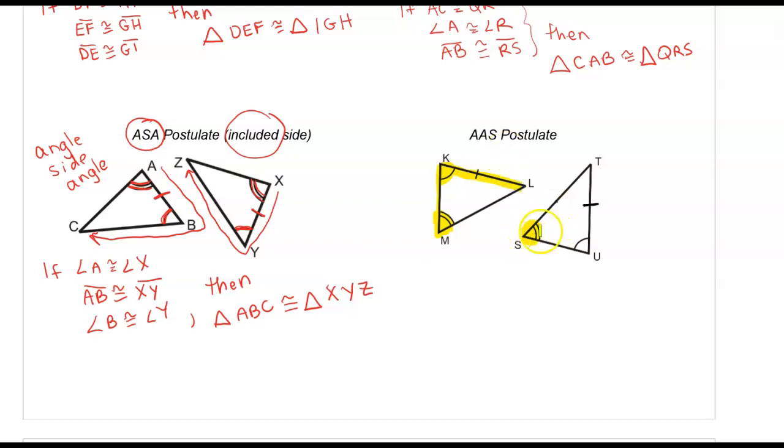Notice if I start at angle S and I go around the triangle, the next thing I encounter is angle U, which was congruent to K, and then side TU. It went in the order of angle, angle, side. Angle, angle, side postulate.